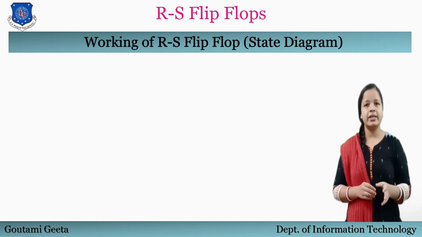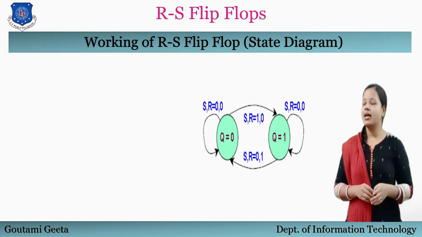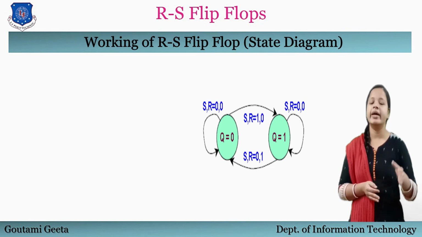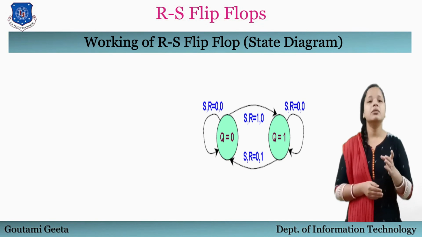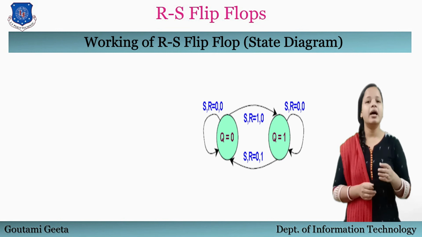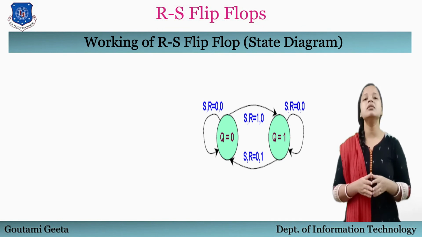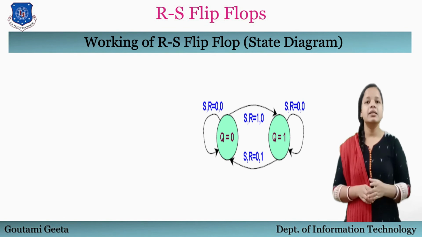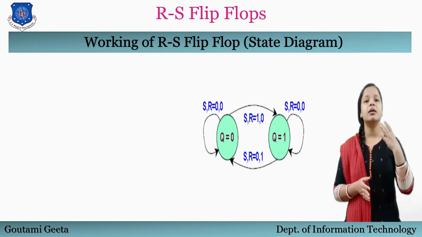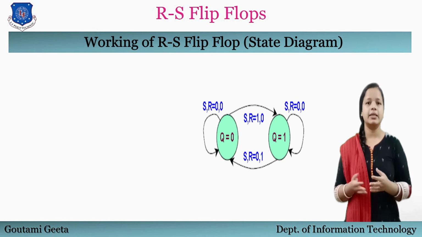Now, we can draw the state diagram for the RS flip-flop as shown here. The circles show the states, and the directed lines or arcs show the transitions. When the current state is 0 and we give input S and R equal to 0, we will be in the same state, that is, our next state is 0. When the current state is 0 and we give input S is equal to 1 and R is equal to 0, we will be in the other state, that is, state 1.